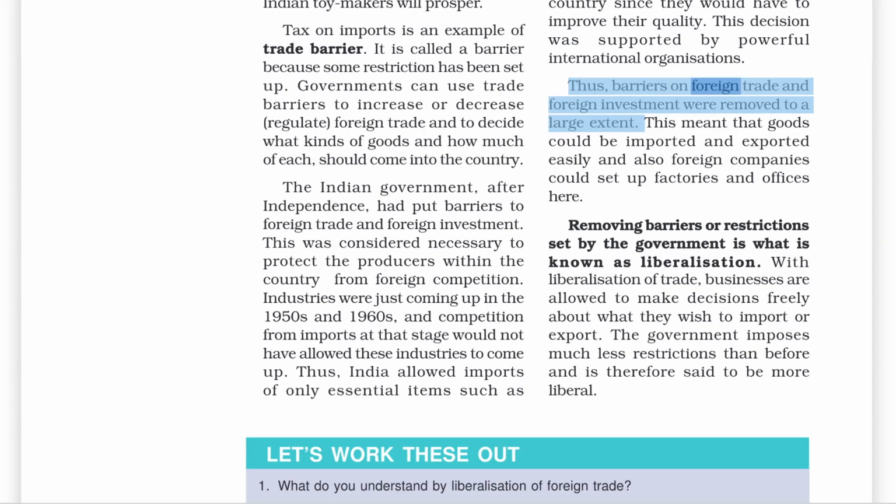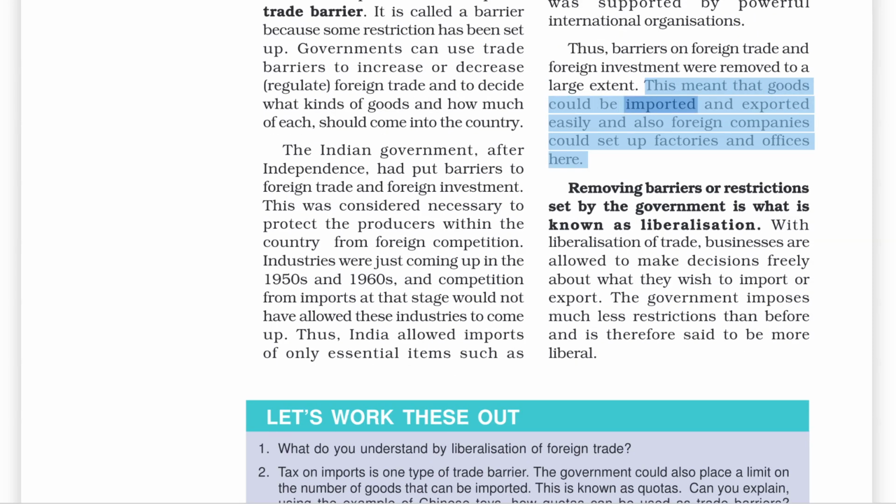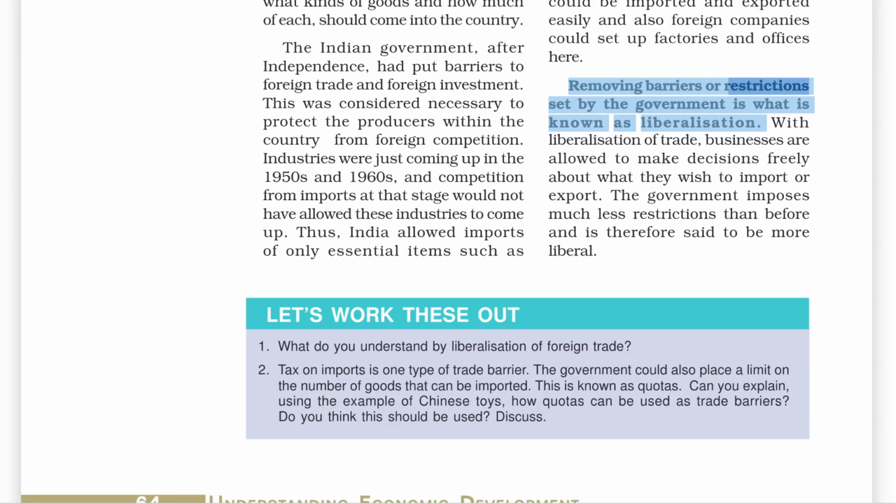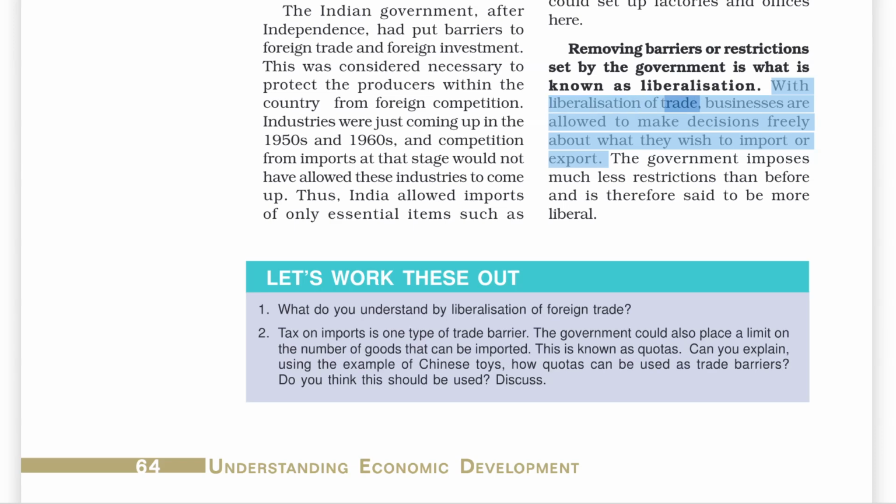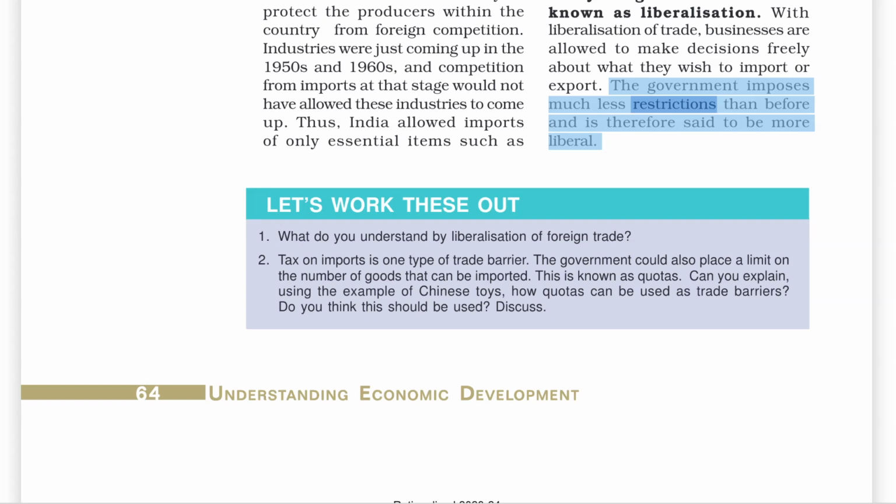Thus, barriers on foreign trade and foreign investment were removed to a large extent. This meant that goods could be imported and exported easily, and also foreign companies could set up factories and offices here. Removing barriers or restrictions set by the government is what is known as liberalization. With liberalization of trade, businesses are allowed to make decisions freely about what they wish to import or export. The government imposes much less restrictions than before and is therefore said to be more liberal.